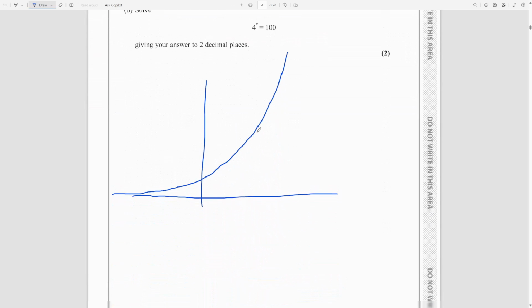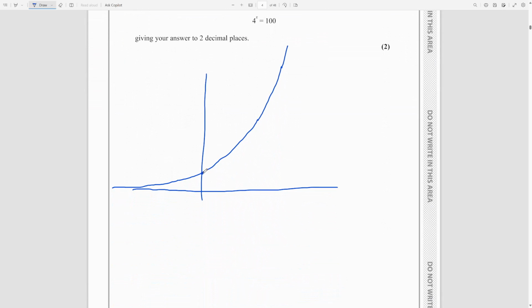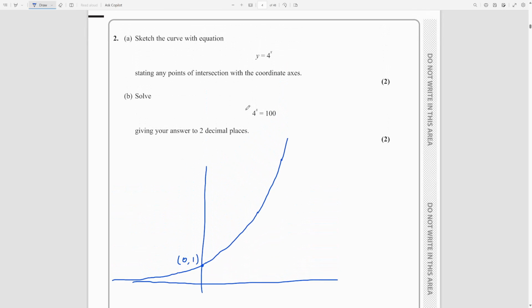The points of intersection, there's only one point and it's here. That's when x is 0 and 4 to the power of 0 is 1. So that's x equals 0 and y equals 1. And I think that's that for that part. Okay, part B.